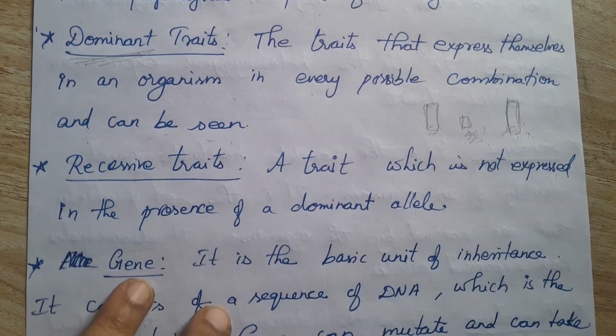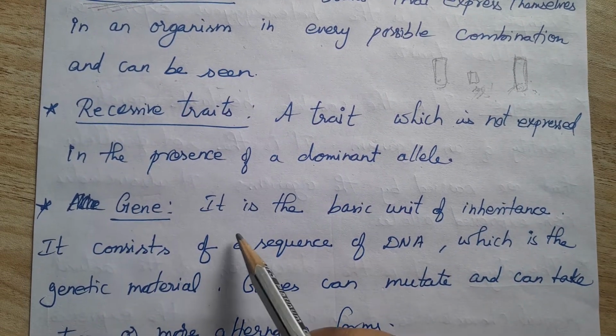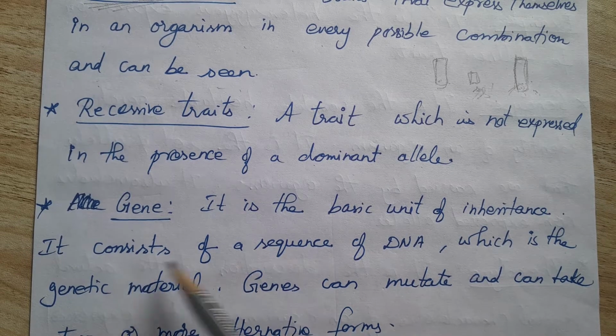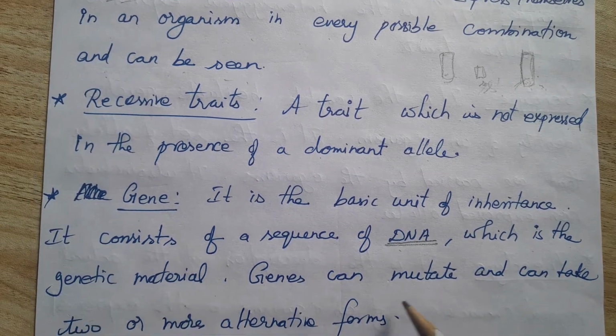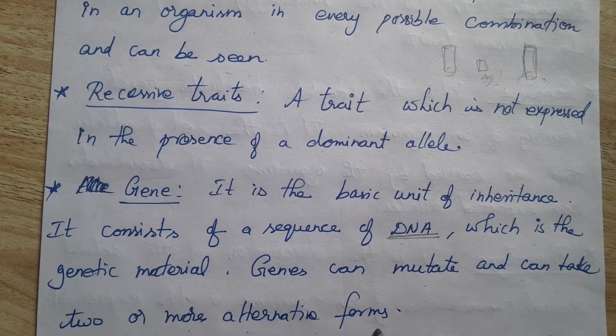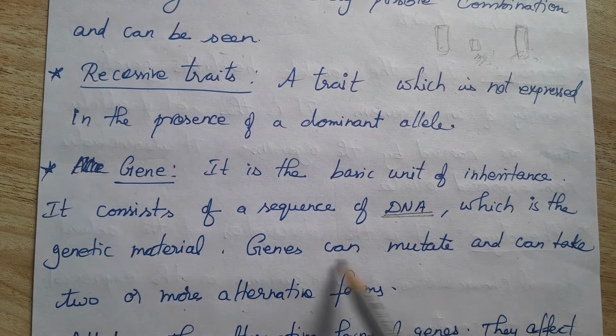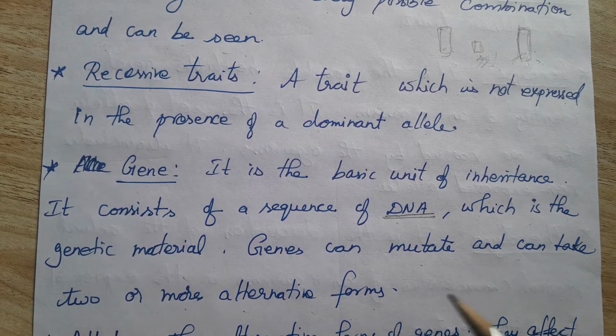Next, what is a gene? We have already studied gene in the last chapter. It is the basic unit of inheritance. It consists of a sequence of DNA, which is the genetic material. Genes can mutate and can take two or more alternative forms.